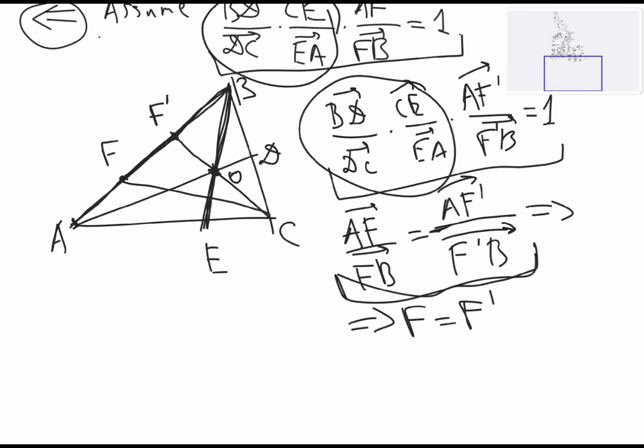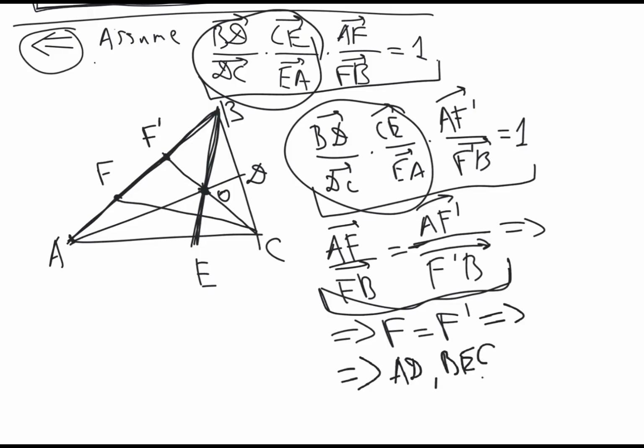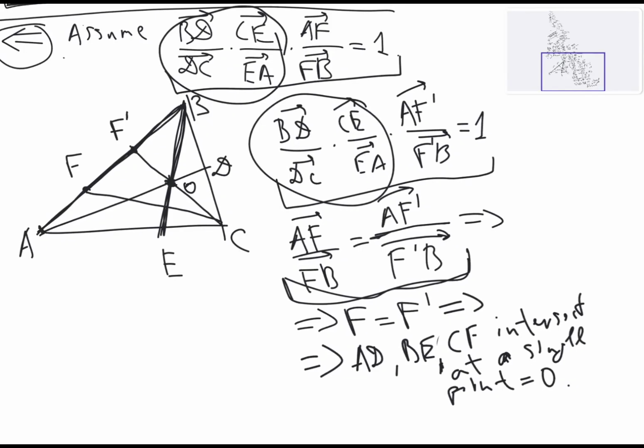So F is equal to F prime, and from this it follows that AD, BE and CF intersect at a single point, and this point is O, because AD, BE and CF prime intersect at a single point, and if F is the same as F prime, then these three lines also intersect at the same point. So this concludes the proof.